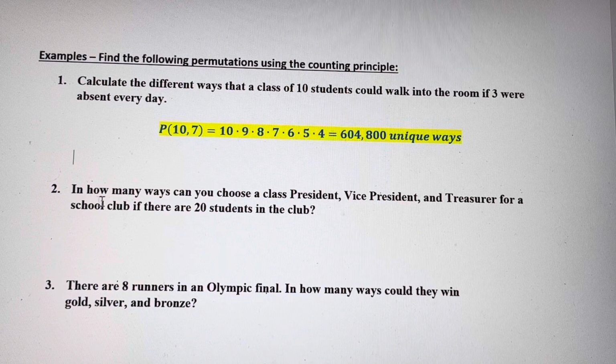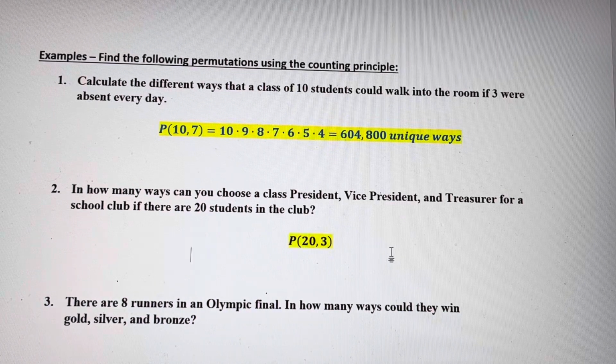All right. In how many ways can you choose a class president, vice president, and treasurer for a school club if there are 20 students in the club? Notice these offices are unique. President is different than vice president is different than treasurer, and so on. So we're going to be grouping 3 objects together from a total of 20. My notation is the permutations of 20 objects when we're grouping 3 of those.